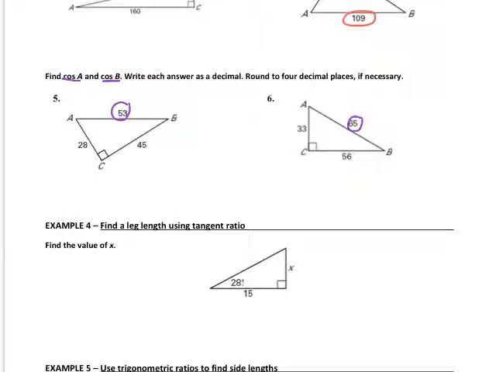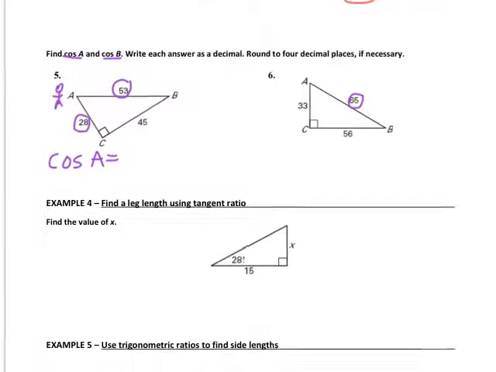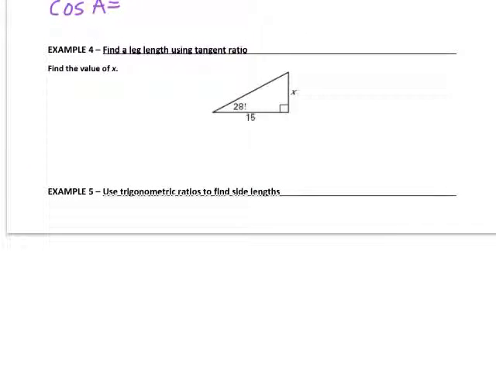So one more reminder, if you're looking for cosine A, position yourself in the triangle at A, and remember it's going to be the adjacent side over the hypotenuse. Okay, so there's some hints for you. I hope that you do well and get the correct 4-digit decimal for each one of those. And then we are going to go ahead and start with example 4, the last example on this page.